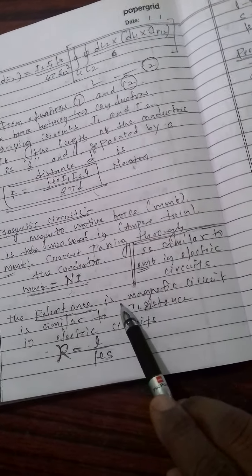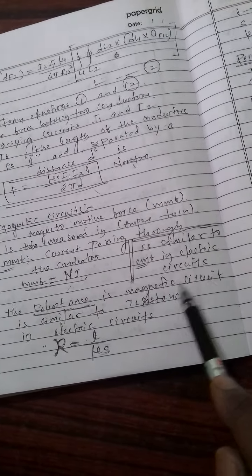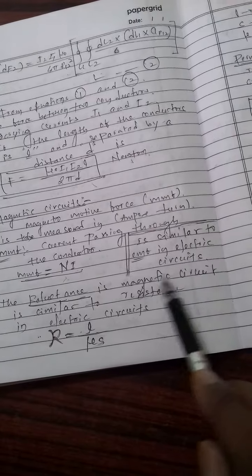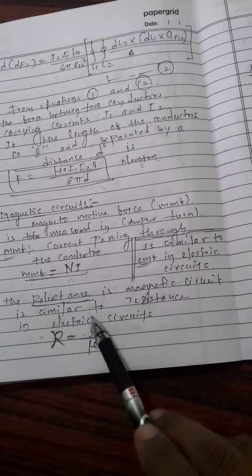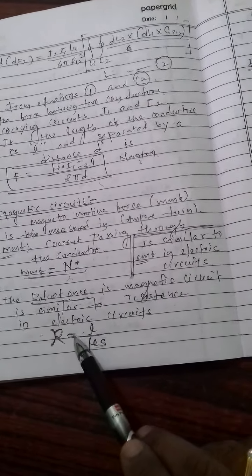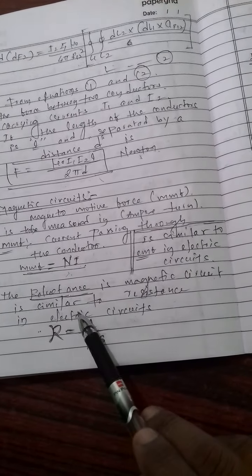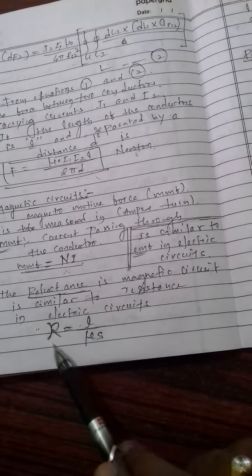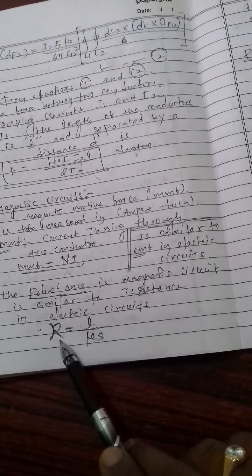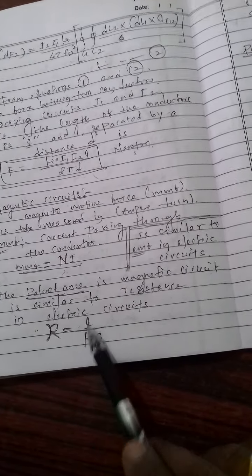The reluctance in a magnetic circuit is similar to resistance in electric circuits. The reluctance in the magnetic circuit is equal to resistance in electric circuits, so that the reluctance can be measured as L upon mu S.